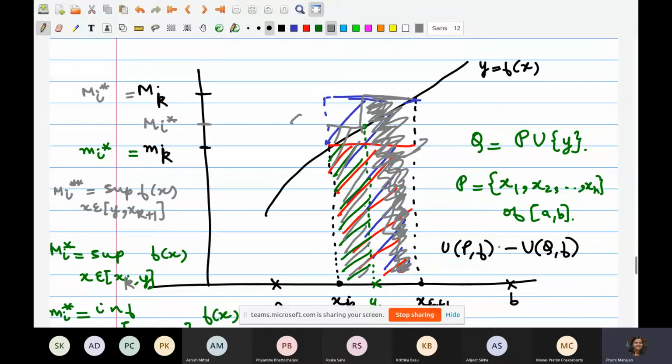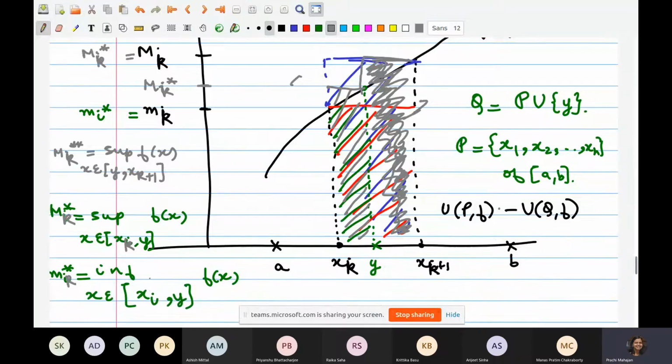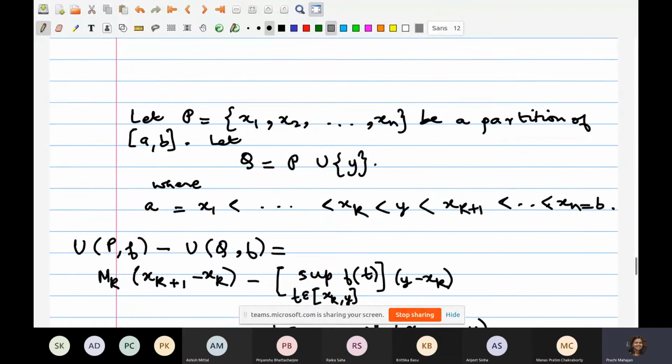Why is that? Because this blue box contains the entire area below the graph of f, right? So by considering this gray box instead of the blue box, I'm getting a better approximation to the area under the graph of f. Everybody agrees with me on this? Is that correct? So this is mk star. There's no i here, sorry. Is this okay with everybody? So let me do it analytically. Maybe it will make sense to you.